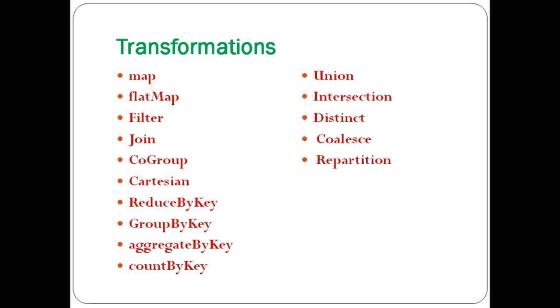We'll see what transformations we can perform: map, flat map, filter, join, cogroup, Cartesian, reduceByKey, groupByKey, aggregateByKey, countByKey, union, intersection, distinct, coalesce, repartition. We'll see these operations one by one in upcoming videos. The frequently used ones are distinct, coalesce, repartition, map, flatMap, filter, joins, and reduceByKey. These are the frequently used transformations on RDDs.